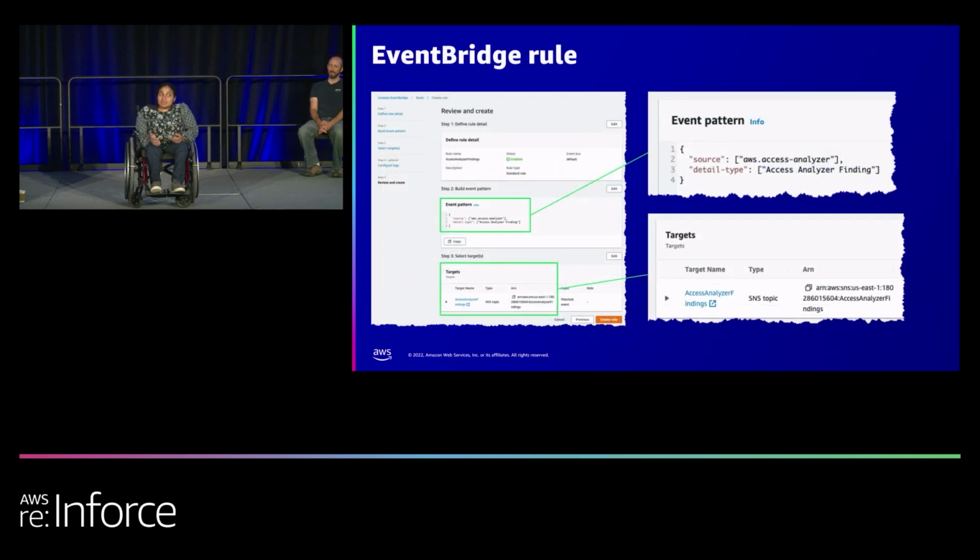And now, the only thing is I have to go and create an EventBridge rule. Here, I'll create one that matches Access Analyzer findings, and I'll set the target of the rule to the SNS topic that I just created. And this is one of the cases where it is as easy as it looks, literally.